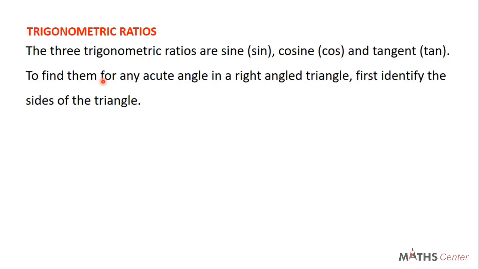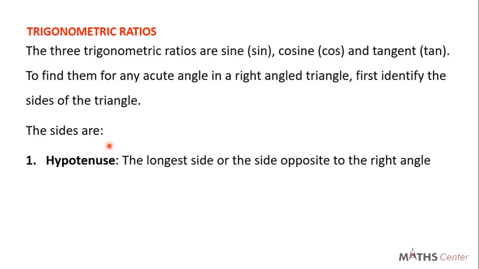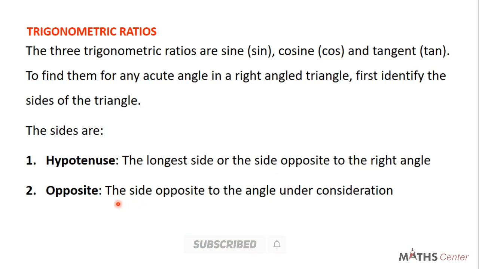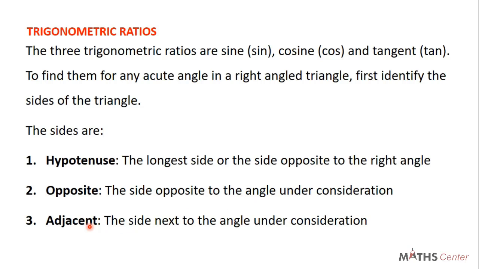To find them for any acute angle in a right-angled triangle, first identify the sides of the triangle. The sides of the triangle are: 1. Hypotenuse. The hypotenuse is the longest side or the side opposite to the right angle. 2. Opposite. Opposite is the side opposite to the angle under consideration. And 3. Adjacent. Adjacent is the side next to the angle under consideration. What does this even mean?